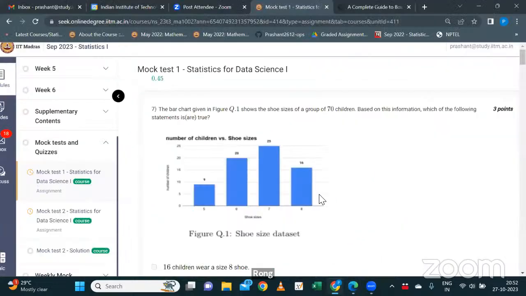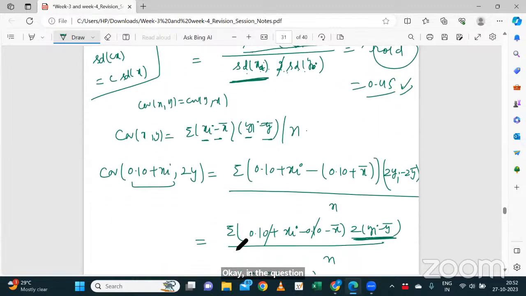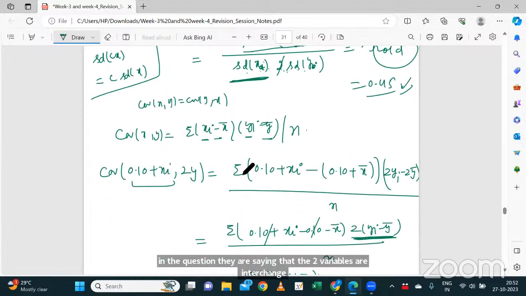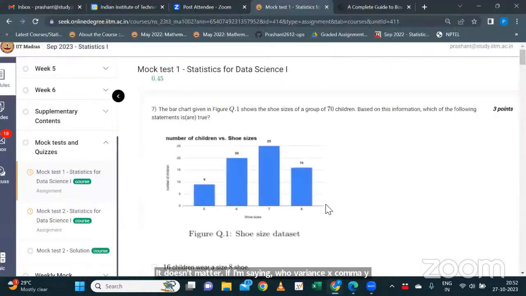But sir, in the question they are saying that the two variables are interchanged. It doesn't matter. If I say covariance of x comma y, this is the same as covariance of y comma x, right? Okay, sir. Thank you.